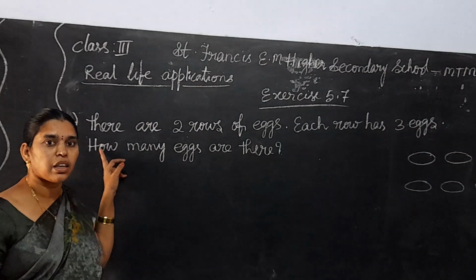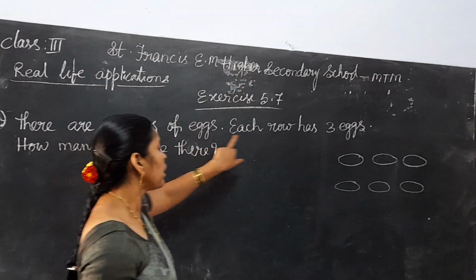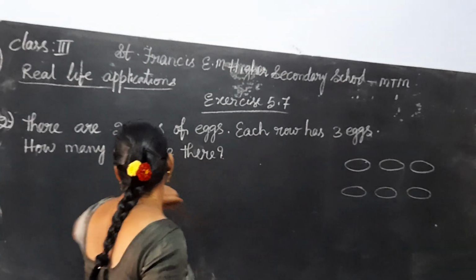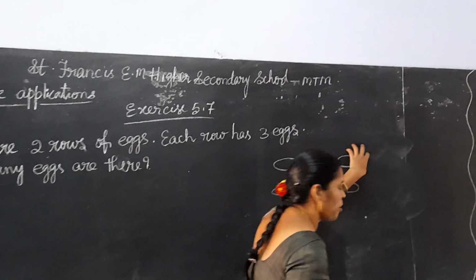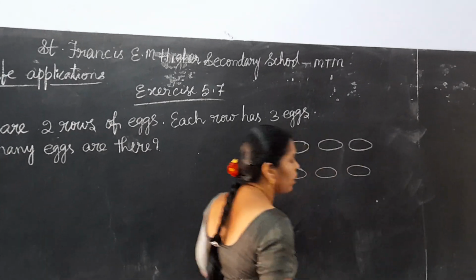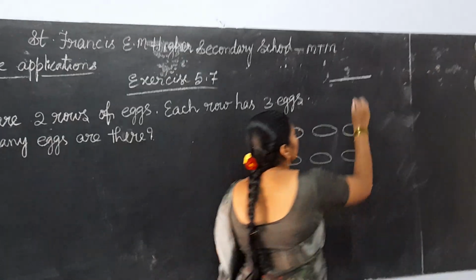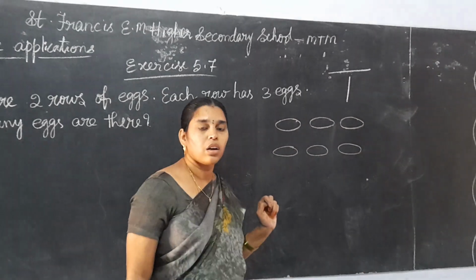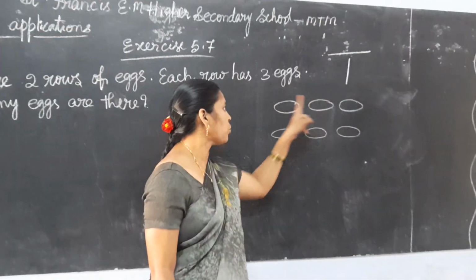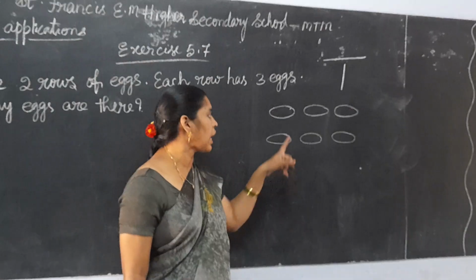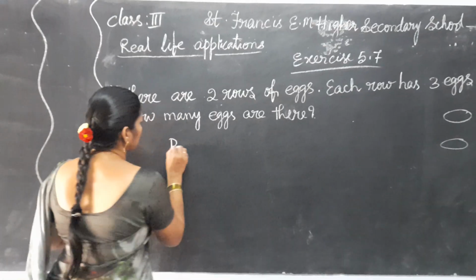This is second sum children. See, there are 2 rows of eggs. Each row has 3 eggs. How many eggs are there? See here, this is first row and this is second row. I told you, sleeping line is called row. Standing line is called column or vertical line. So see here, 2 rows. Each row has how many eggs? 1, 2, 3 eggs.